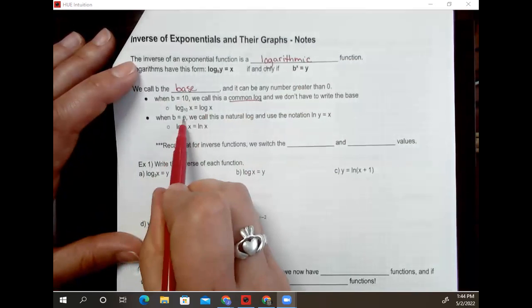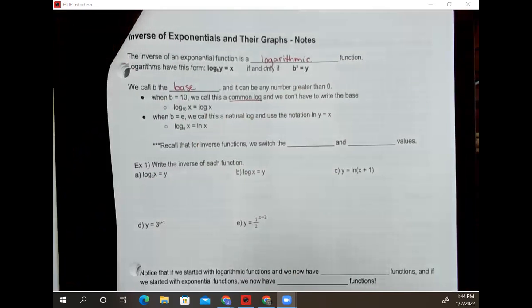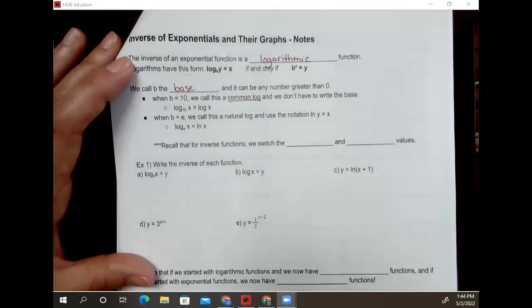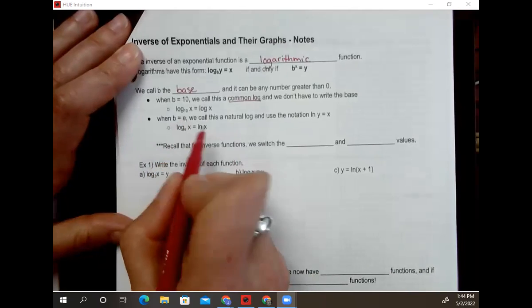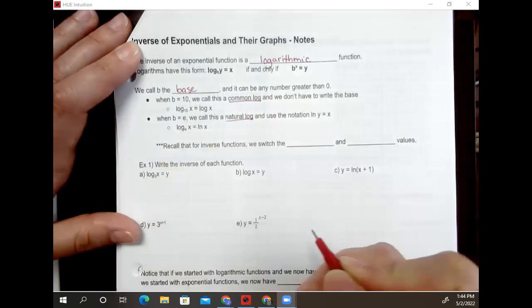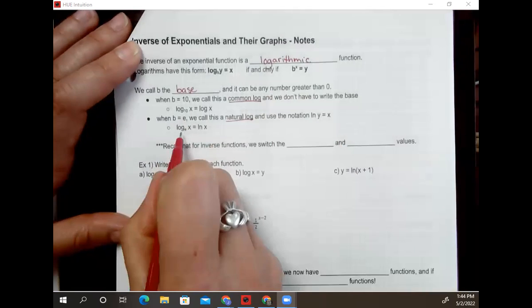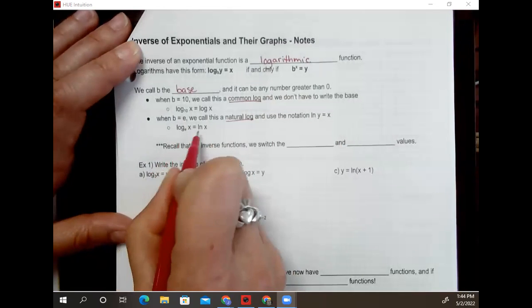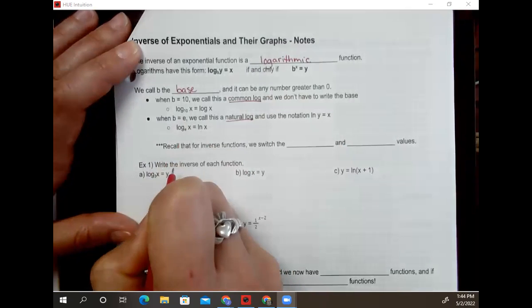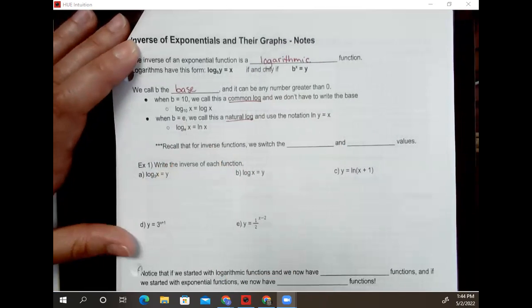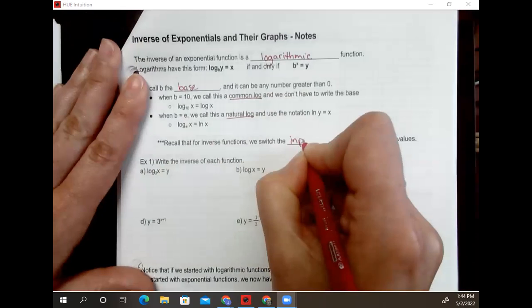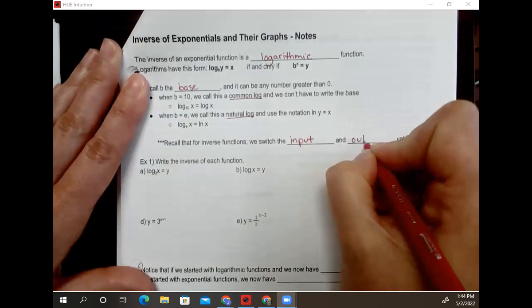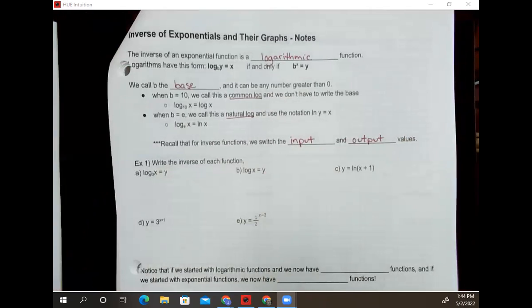We can also have a base of e. E is a number that is bigger than 0, so it's fair game as the base for a log. You could also, I suppose, have a base of pi if you wanted. But if your base for your log is e, then we call this a natural log, and we use this notation. So if you have ln instead of log, that ln tells you you have a natural log, so it would be a log with a base of e. Now, recall again that for inverse functions, we're going to switch the input and the output values. That will come into play when we start looking at graphing these log functions.